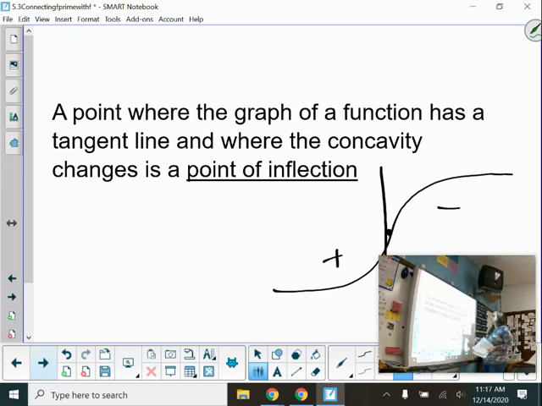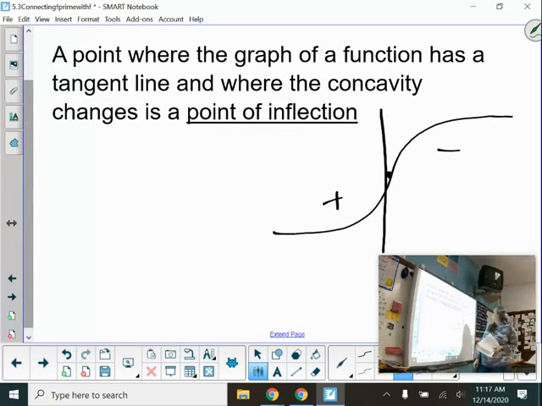Okay, so this inflection point, the point where your graph changes concavity, is called a point of inflection, and you can see here I did draw in. This one is changing from concave up to concave down. So that point in the middle where that happens, that is your inflection point.